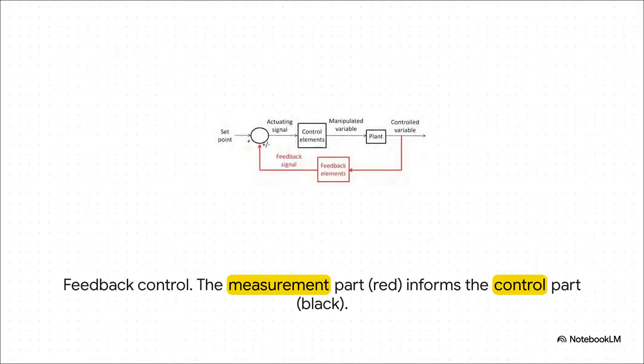And this feedback loop right here is the engine that drives everything. You can see how the red elements are constantly measuring, feeding information to the black control elements. Now, for our purposes today, we're going to focus squarely on the measurement side of this. Why? Because without accurate data, any attempt at control is basically impossible.